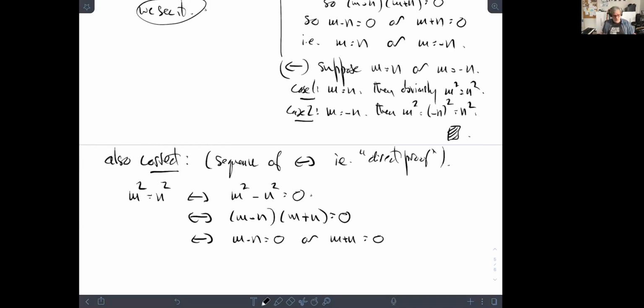Right? And I'm just going to rephrase that and I'm done. So this is m equals n or m equals minus n. Okay? So that's another way of doing it. The only thing I'm saying is this second proof here, in general, it doesn't happen so often that you can do it this way. Okay? You often have to go both directions. Okay?